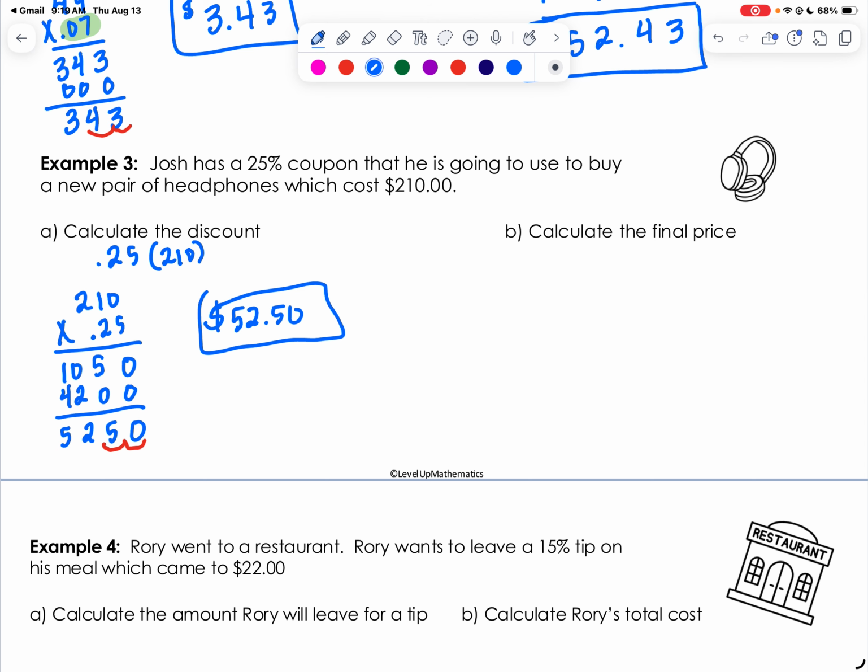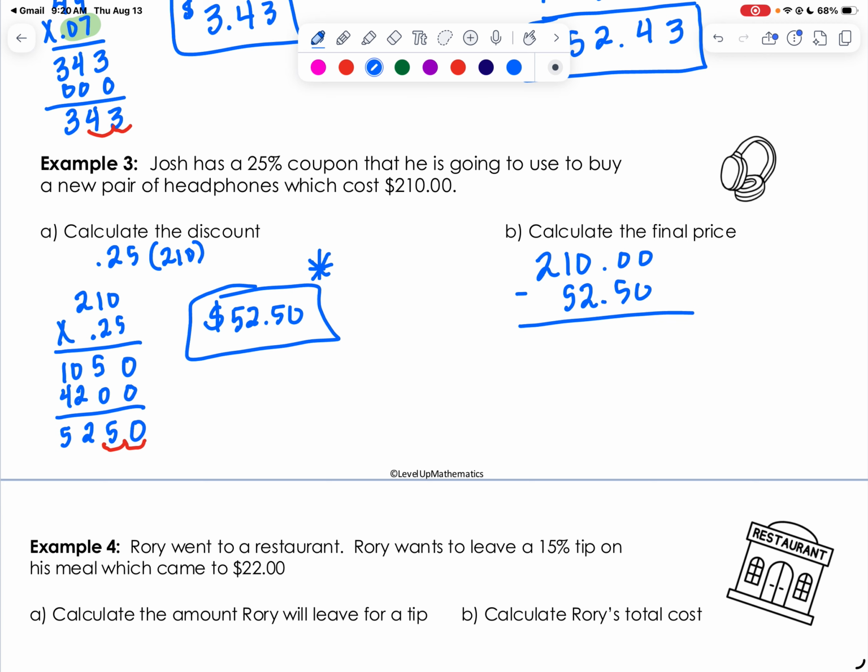Now, we're not dealing with tax here. We just want to know what's his final price of the headphones before the tax. So we're going to take the... also, we need to decide if we're going to add or subtract. Because a coupon is a discount, that means we're subtracting this amount, this $52.50. We're subtracting that from the total price. So 210 minus $52.50. We'll have to add a couple of placeholders here.